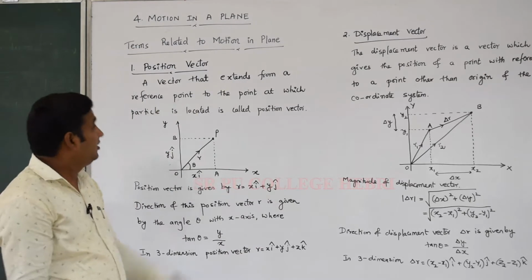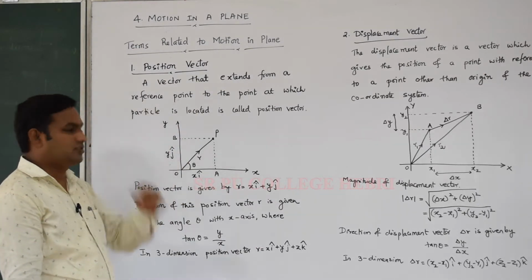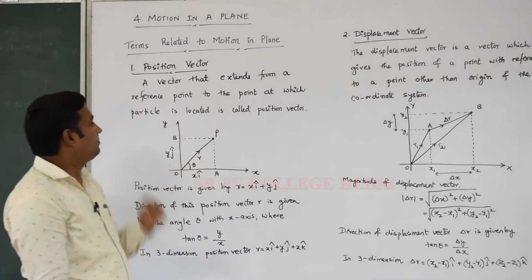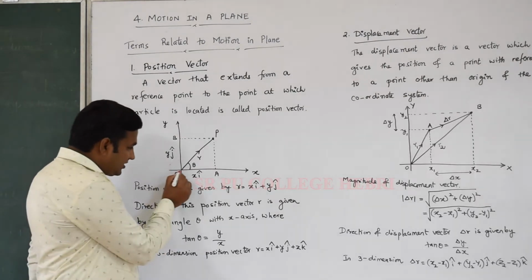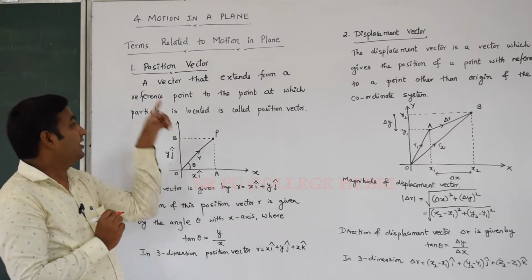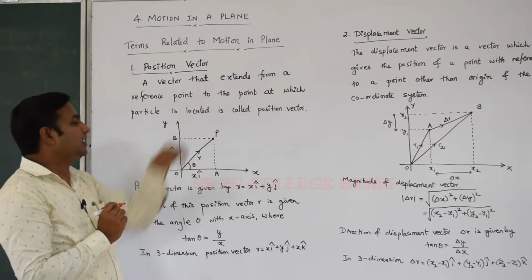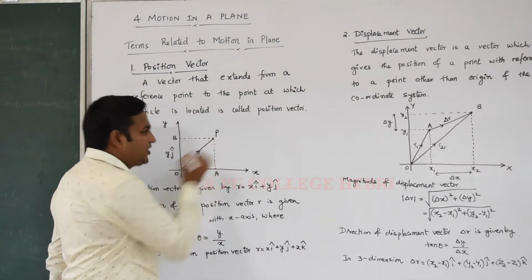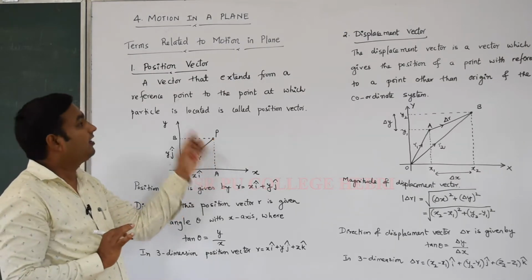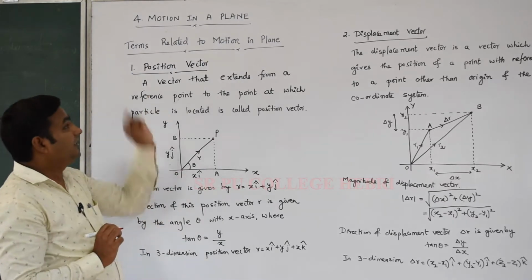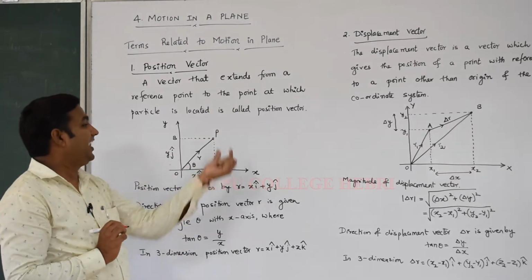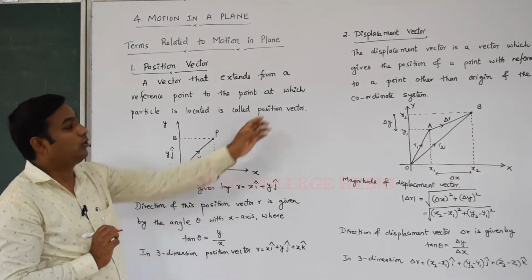Here, position vector is a vector that extends from a reference point to the point at which the particle is located. Just imagine this is a reference point, a particular point called the reference point. The particle is located somewhere here in an xy plane, and this particular point indicates the location of the particle. A vector that extends from the reference point to the point at which the particle is located is called the position vector.